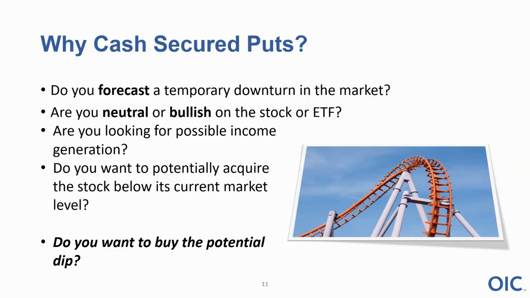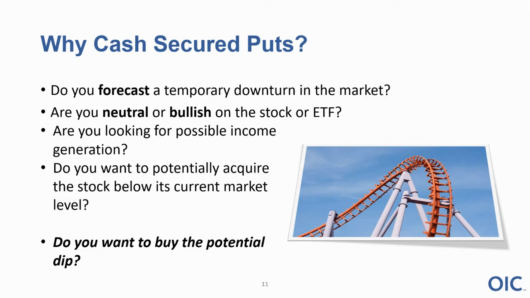If a stock is trading at $50, we might forecast that it might trade downward to $47 or $46 before it goes back up to $50 or even higher. That's the dip. The dip would be between $50 and, say, $46. And the idea with selling puts is that you're looking to buy the stock for $46.